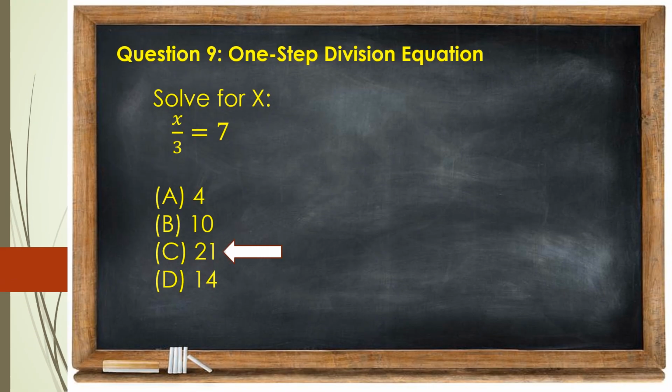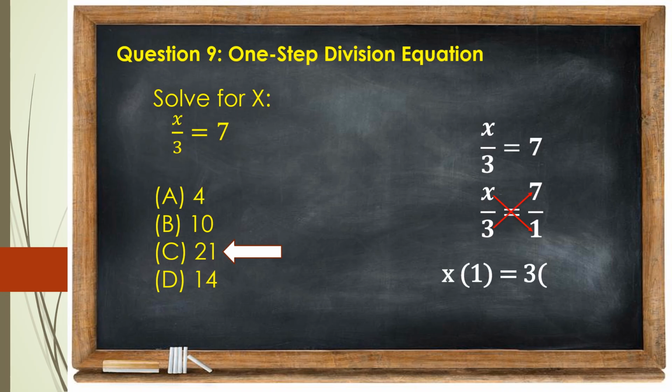The answer is C, 21. This type of problem looks tricky, but it is actually the easiest one to solve. The equation says x is being divided by 3. To cancel out that division and leave x completely by itself, we perform the opposite mathematical operation, which is multiplication. We multiply the other side by 3.